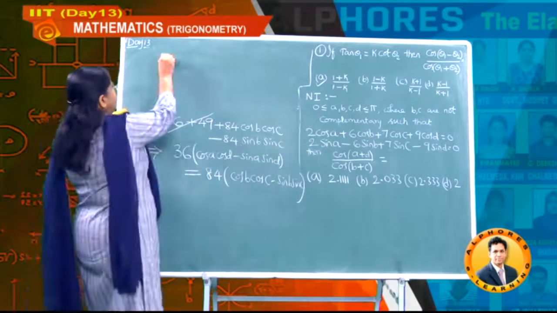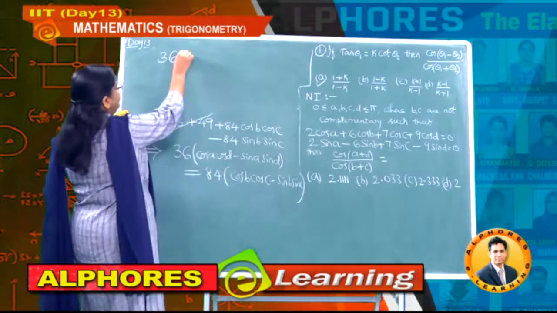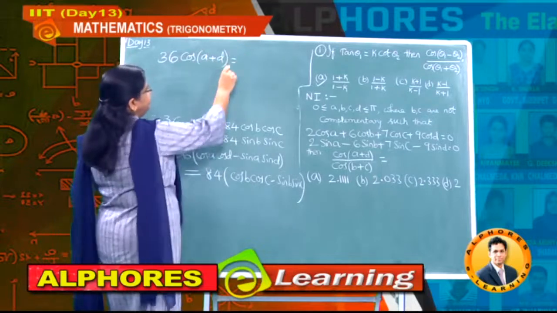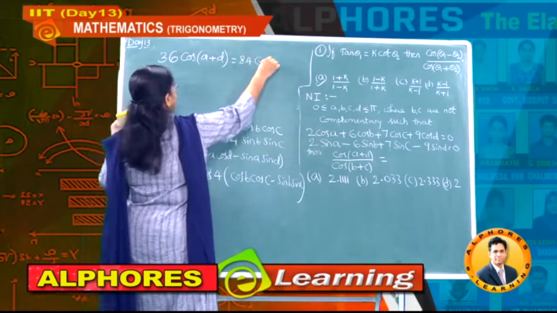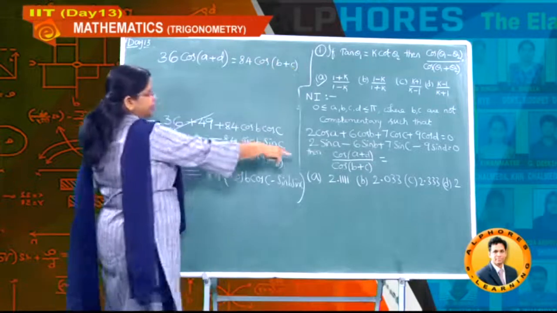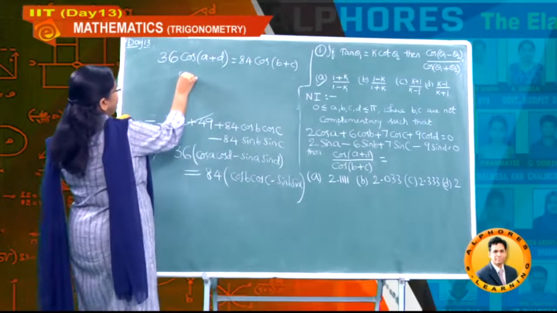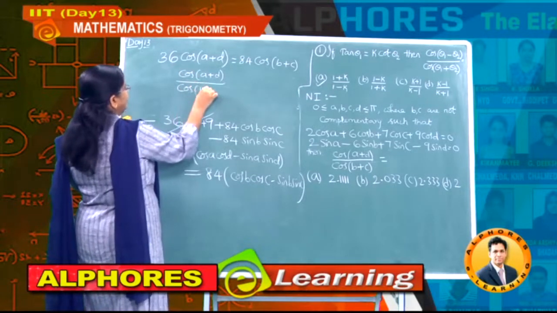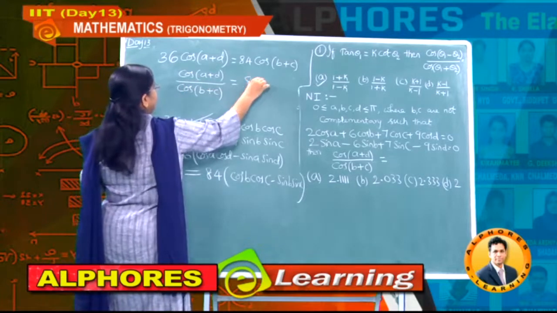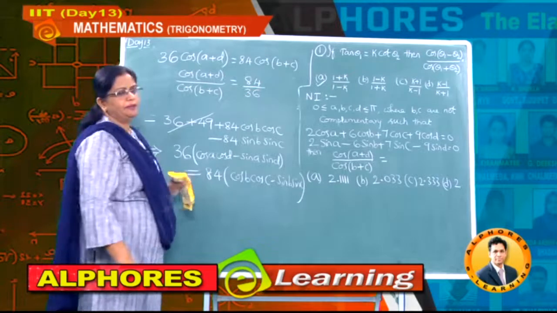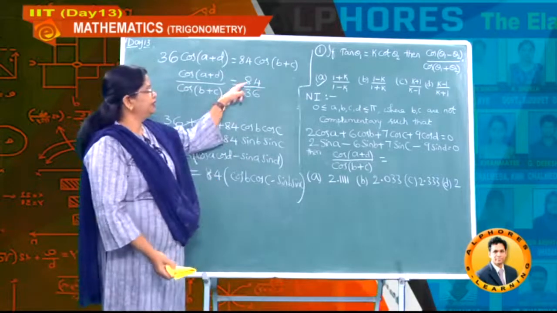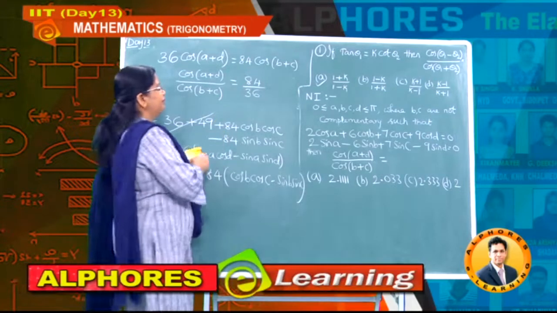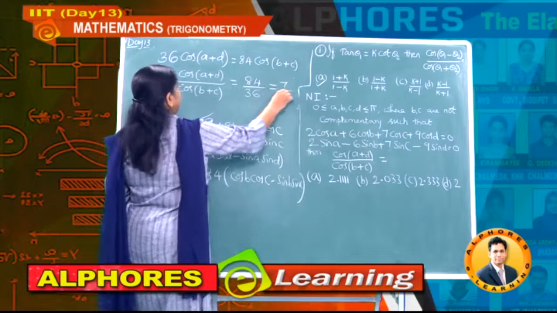Now let us write: this is 36 times cos of A plus D, and the RHS is 84 times cos of B plus C. Now this is our requirement, so I am arranging cos A plus D divided by cos B plus C equal to 84 divided by 36. Now observe, 84 is there, 36 is there, so 12 times 7 and 12 times 3. Therefore this is nothing but 7 divided by 3.